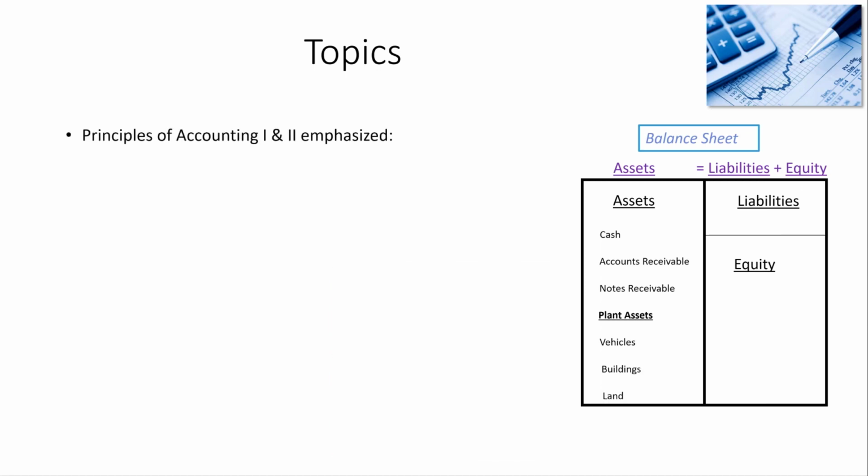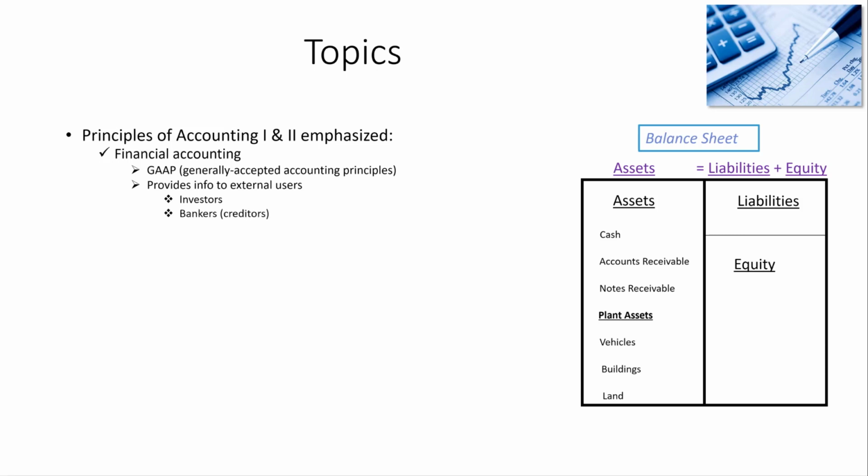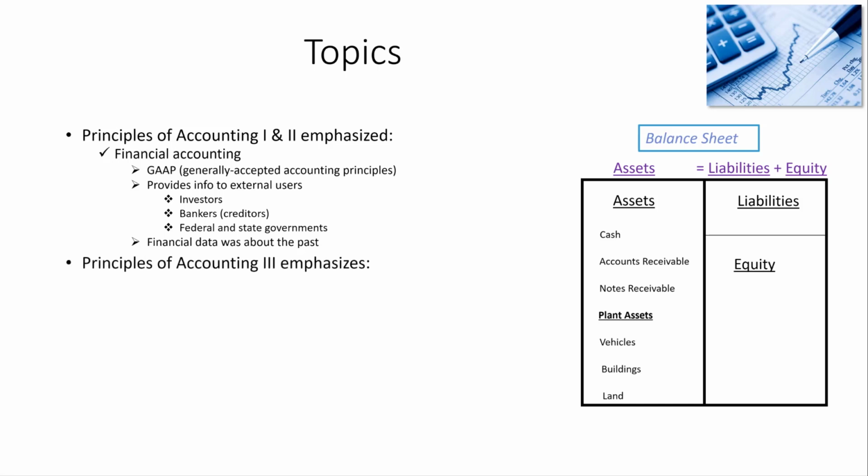Those classes also emphasized financial accounting, which followed generally accepted accounting principles to provide financial data to external users, such as investors, bankers, also known as creditors, and federal and state governments. And the information that was given to the external user happened in the past, such as last quarter or last year. But Principles of Accounting 3 emphasizes managerial accounting, accounting for managers and other internal users.